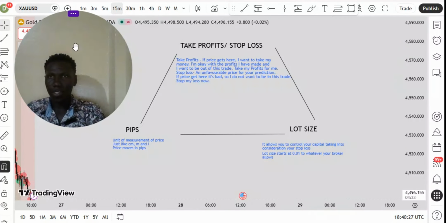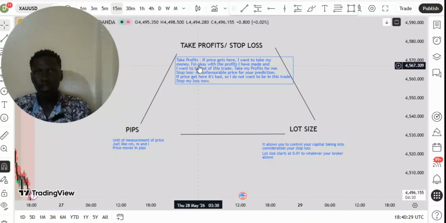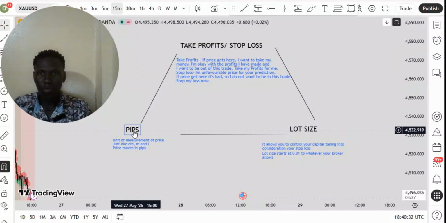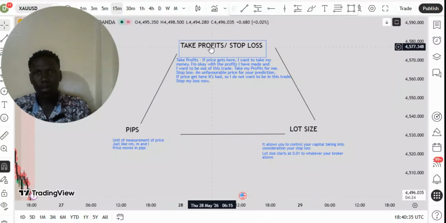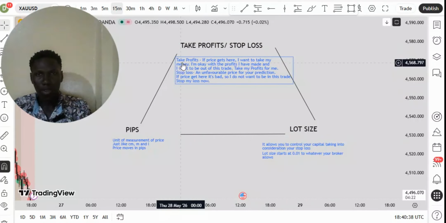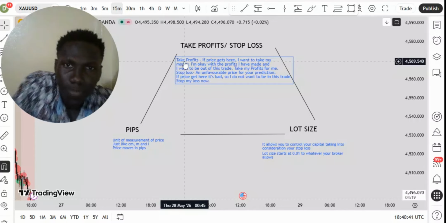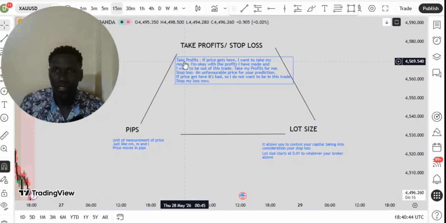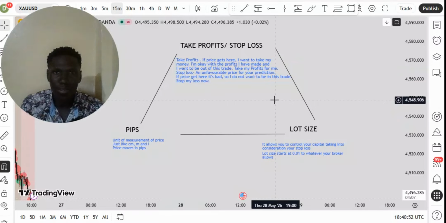Alright, so we're going to talk about the next part of trading, which is the take profits, pips, and then loss size. Now, take profit or stop loss. When you say take profit, it's a command in your program. That's when price gets here, I want to take my money. I'm okay with my profits. I've made enough, so I want to take it and keep that. So get me out of the trade. Take profit means give me my profits, just give it to me in my account.